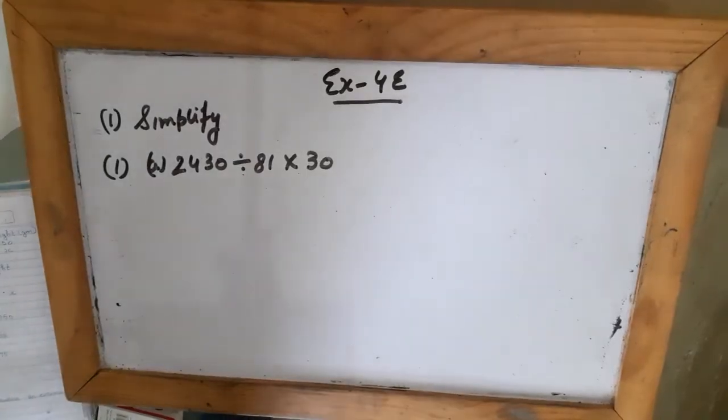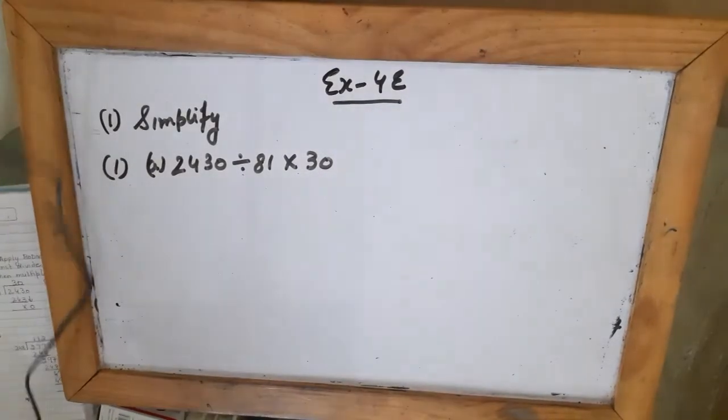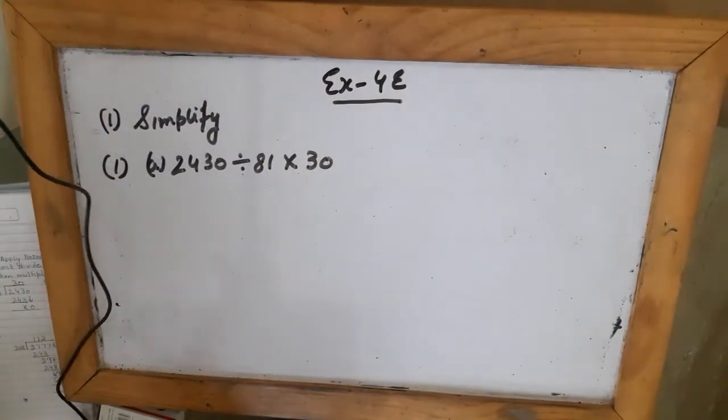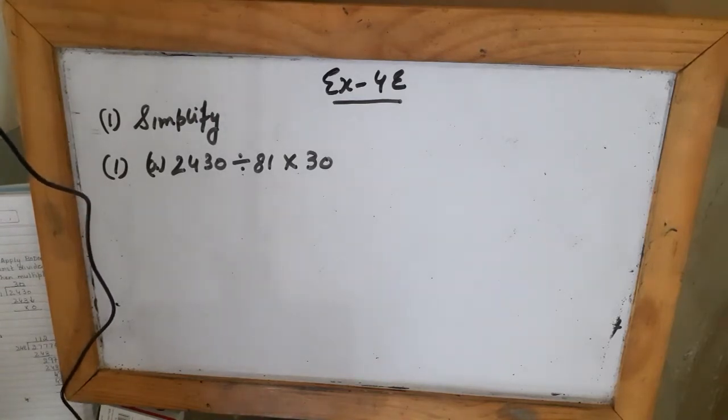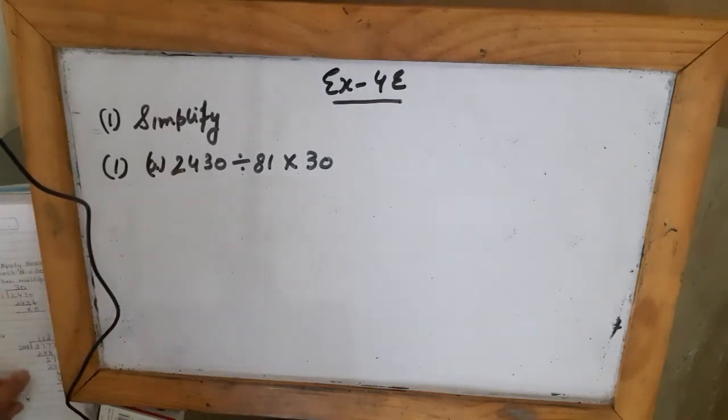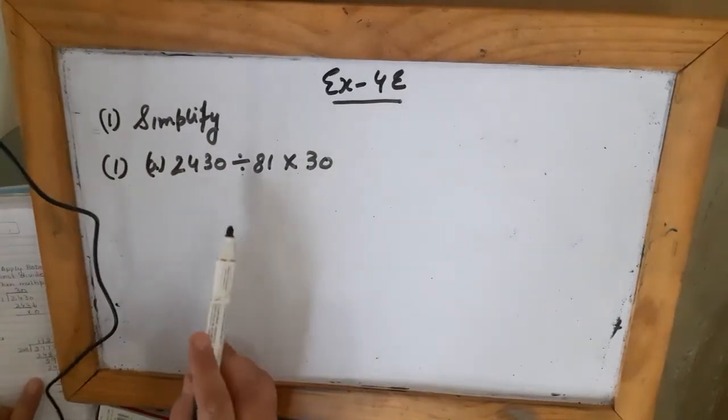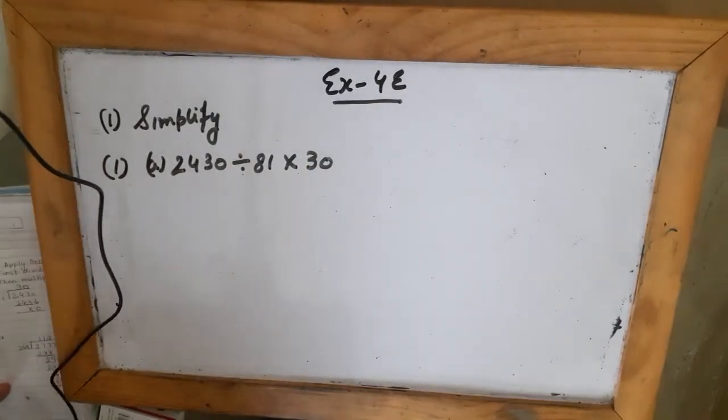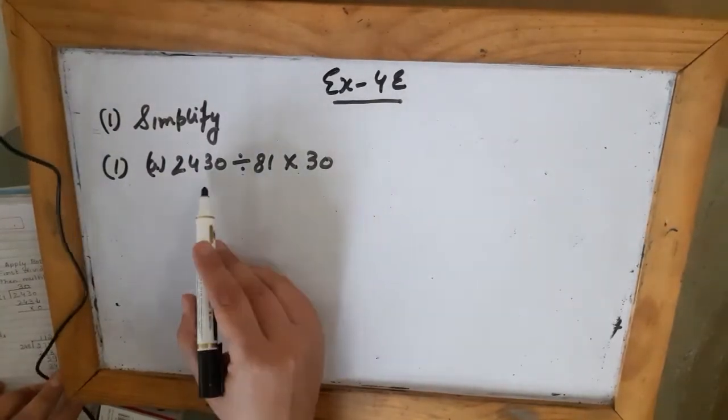Class, so now we start with the exercise 4E. Till now you must have learned how to multiply, divide, add and subtract the numbers. Now in 4E exercise we will come across sums in which you have to solve more than one operation at a time. So earlier you were either adding or subtracting or multiplying or dividing, so single operation at one time.